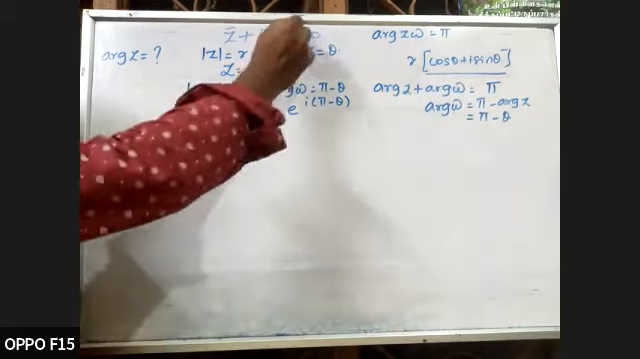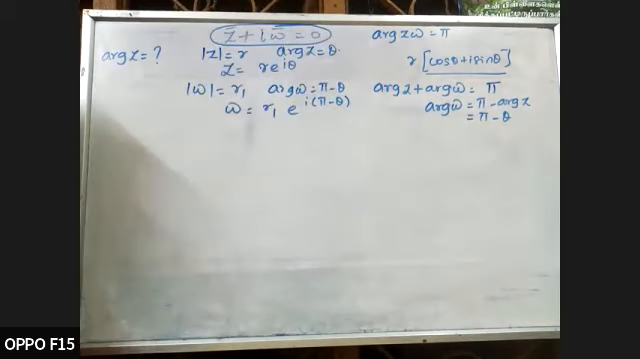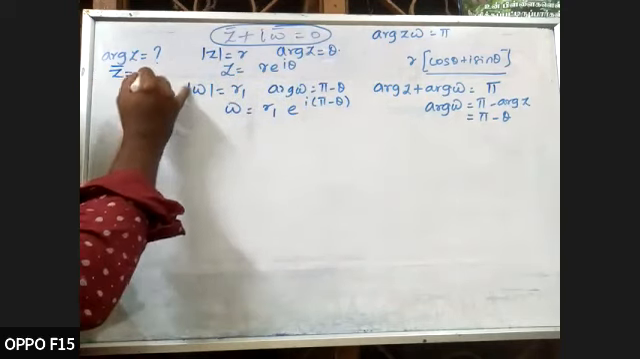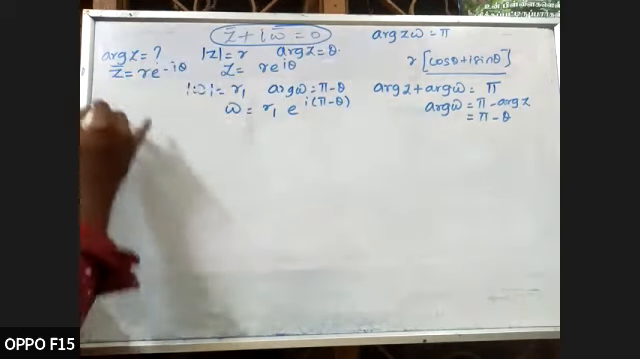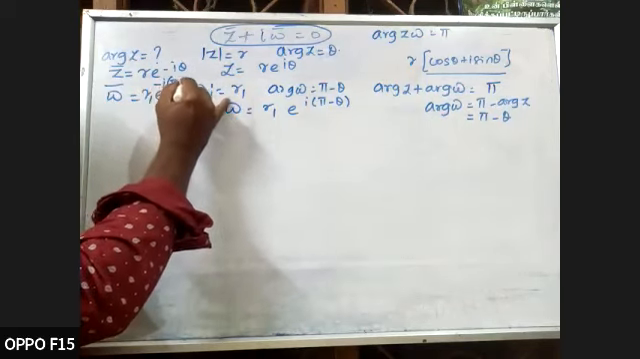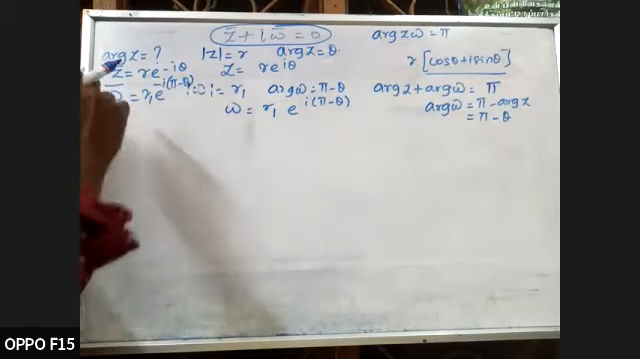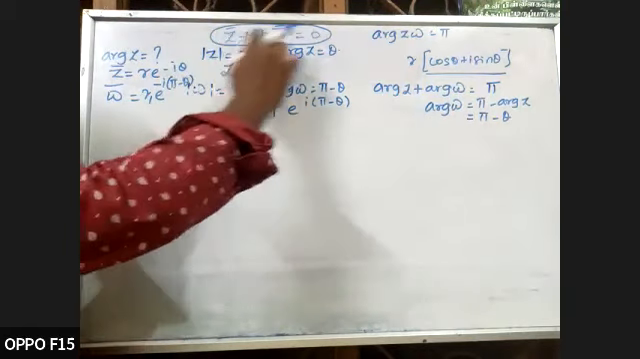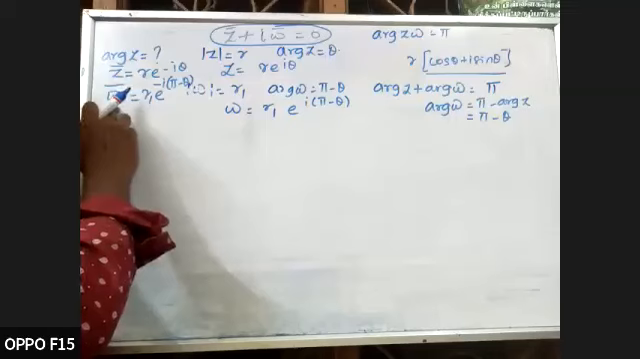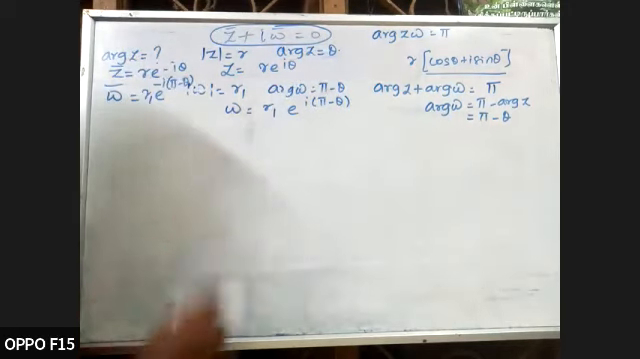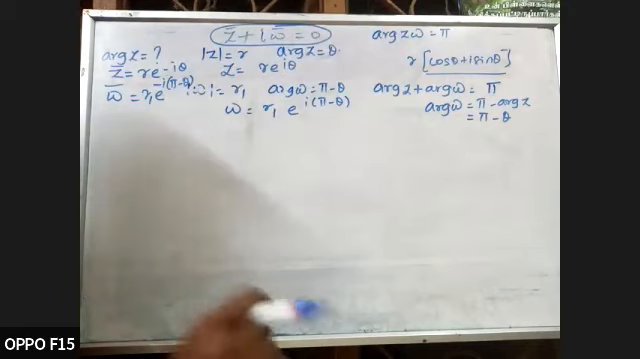Yes, sir. The given condition is Z conjugate plus i omega conjugate equal to 0. So I want to find out Z conjugate. Z conjugate is R e power minus i theta. Omega conjugate equals R1 e power minus i into pi minus theta. We have already got values for omega conjugate and Z conjugate. My question is, what is argument of Z? Argument of Z is nothing but theta. If I find theta, that is argument of Z.